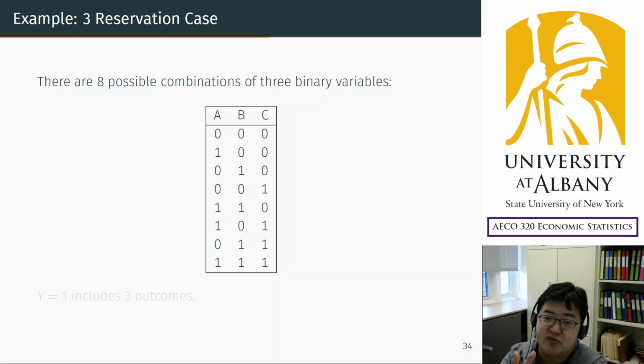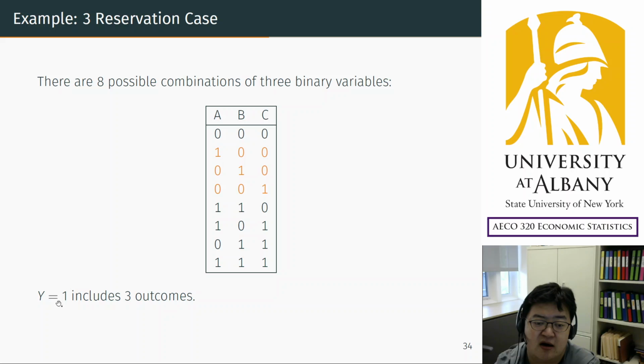So there are 3 reservations, and each reservation has 2 possible outcomes. So in total, there are 2 by 2 by 2 possible outcomes. So, say, 0, 0, 0 is non-cancelled, and 1, 1, 1 means all the reservations are cancelled. So 1, 0, 0, 0, 1, 0, 0, 0, 1 are the 3 cases, 3 outcomes that our event includes.